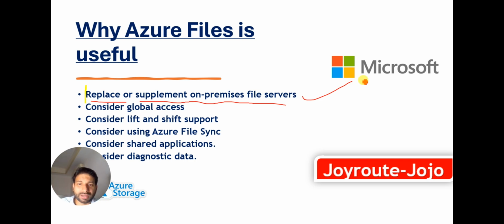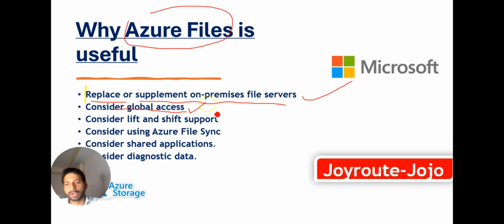Then the other one is to consider global access. When we consider global access, then Azure Files comes into the picture. You can directly access file shares by using most operating systems such as Windows, macOS and Linux from anywhere in the world. That is the advantage of Azure Files. That is what is meant by consider global access.